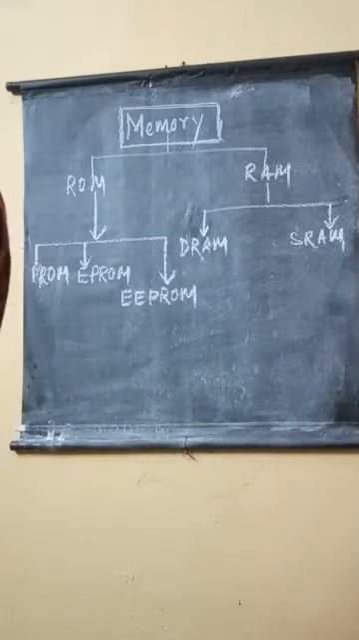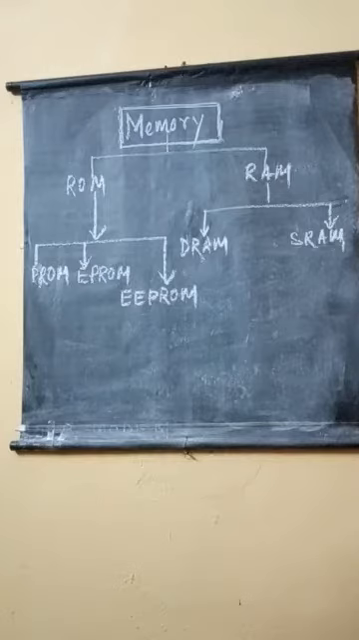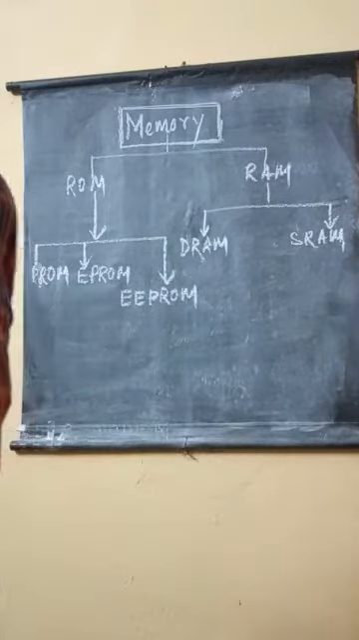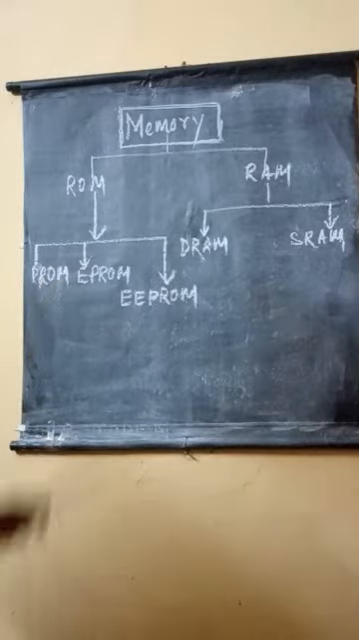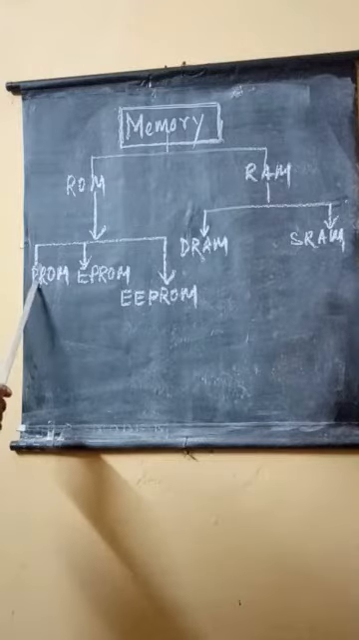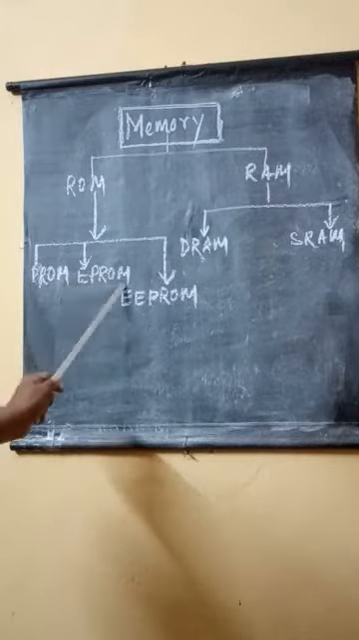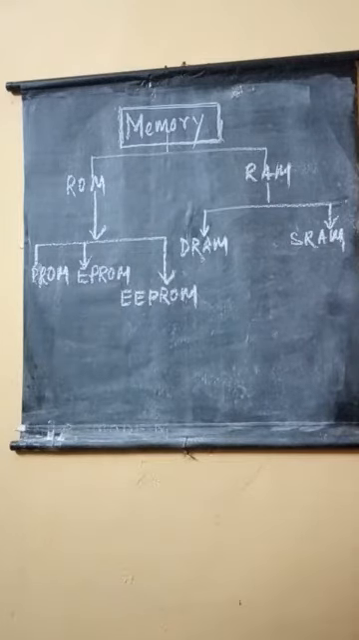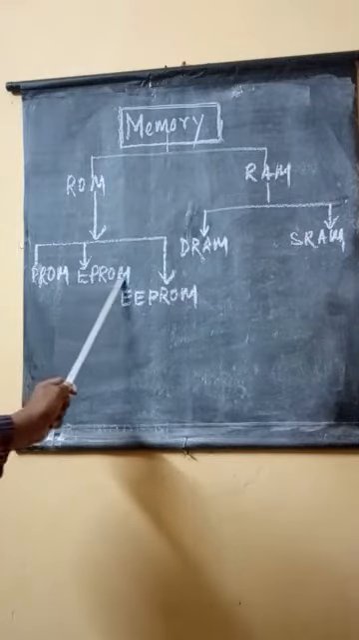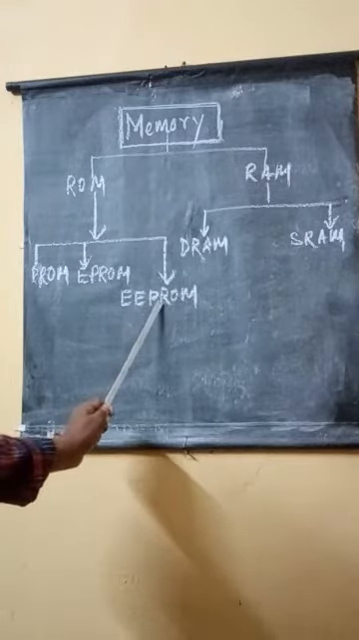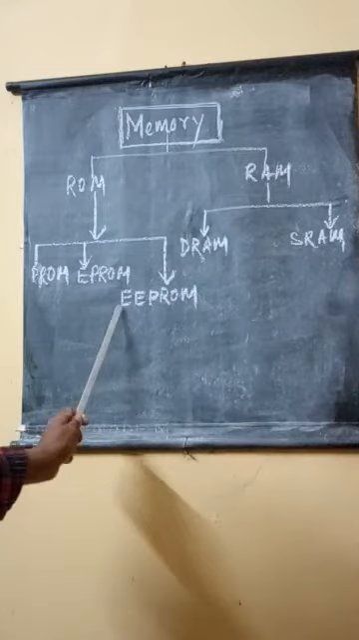Then what are the types of ROM? There are 3 types of ROM actually. First of all, PROM, programmable read-only memory. These are the types of ROM. Then EPROM, erasable programmable read-only memory. Thereafter, electrically erasable programmable read-only memory, so EEPROM.